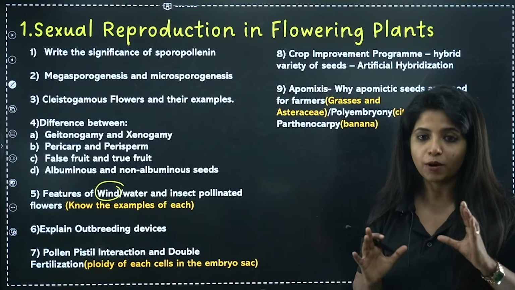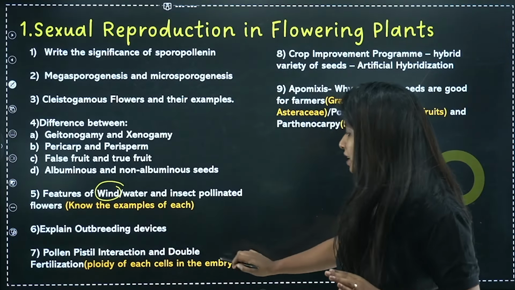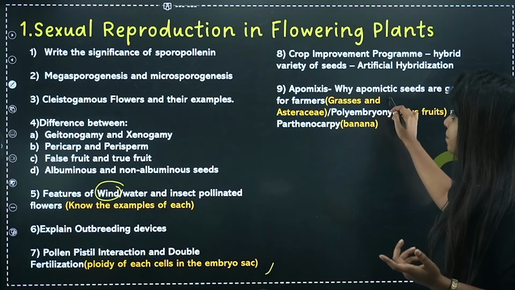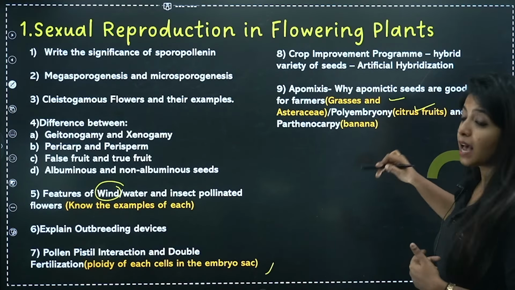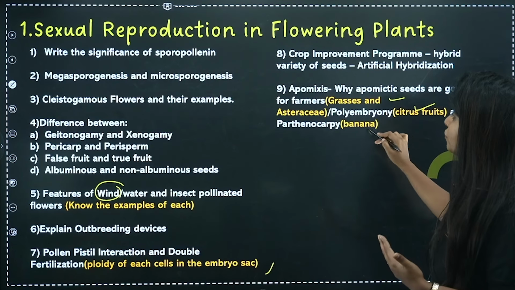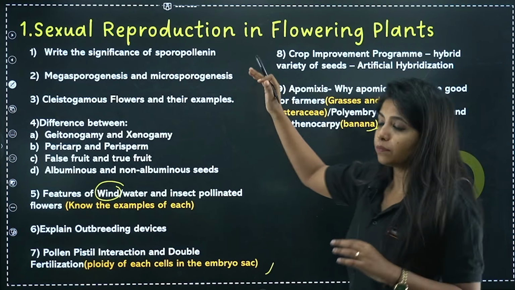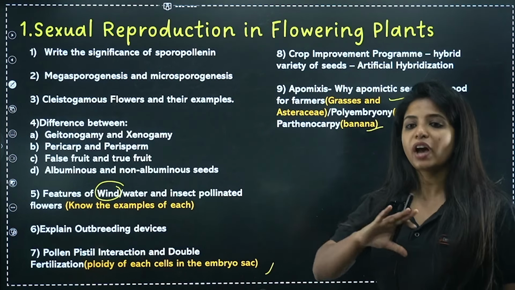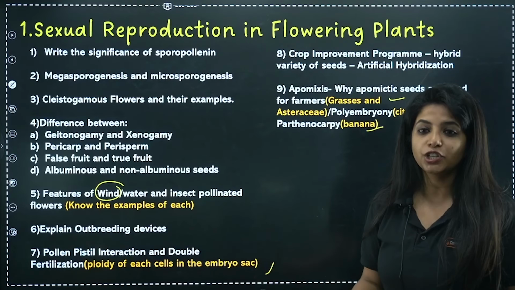It's super important. Now over here, the ploidy of each cell in the embryo sac is also important. Then the examples for apomixis, examples for polyembryony, examples for parthenocarpy, all of it. Apart from that, the terms that I have given you, the long questions, please make sure you solve them. They are direct questions. There is not much explanation needed.